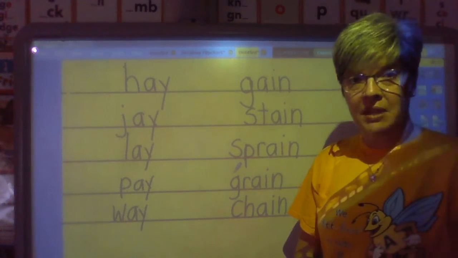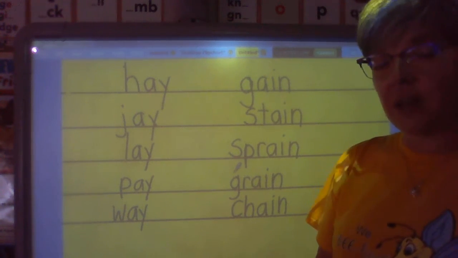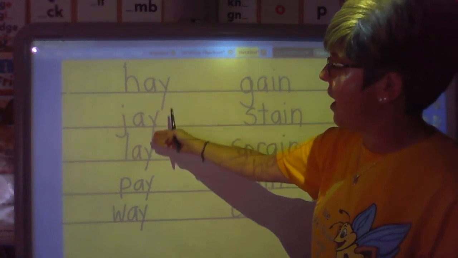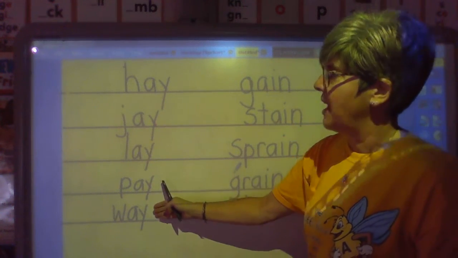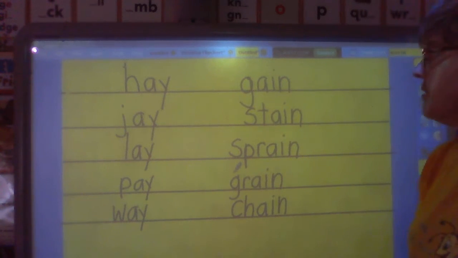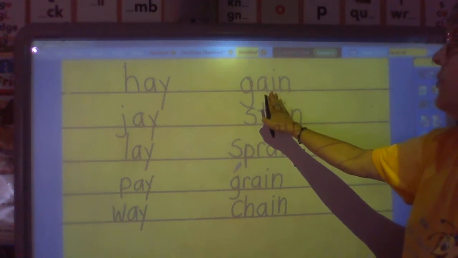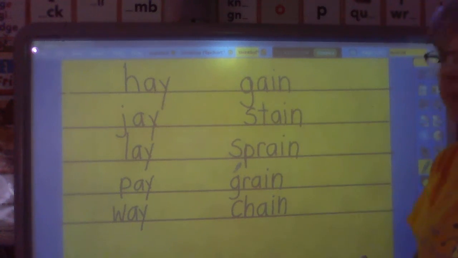And one more little reminder, second grade, when we're talking about the sound for long A on the end of a word, it's going to be spelled AY. When we're talking about the sound for a long A in the middle of a word, so letters in front of it and letters after it, we're going to need the vowel pair AI.